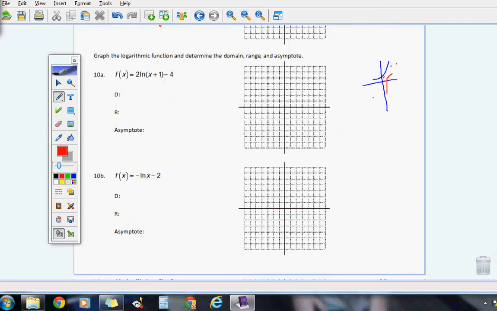Okay, so now let's talk about these. If you understood that stuff, now we're talking about the inverse of the exponential, which is the logarithmic. So this one's got kind of a lot going on here.